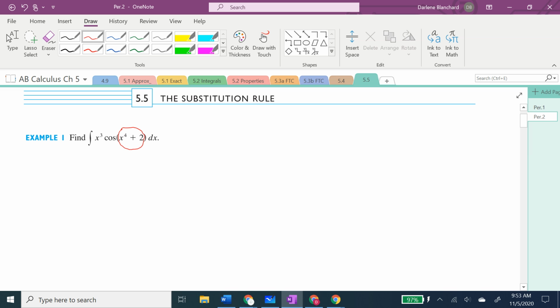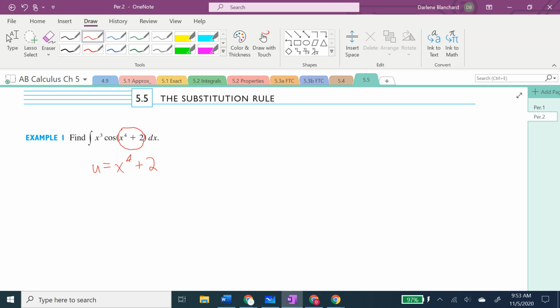And coincidentally, the derivative of x to the fourth, with its constant multiple cut away from itself, is multiplied there. Coincidentally. So these problems are set up to work. So the first thing I'm going to do is write down this choice of u. Once this choice is made, everything flows from that one choice.